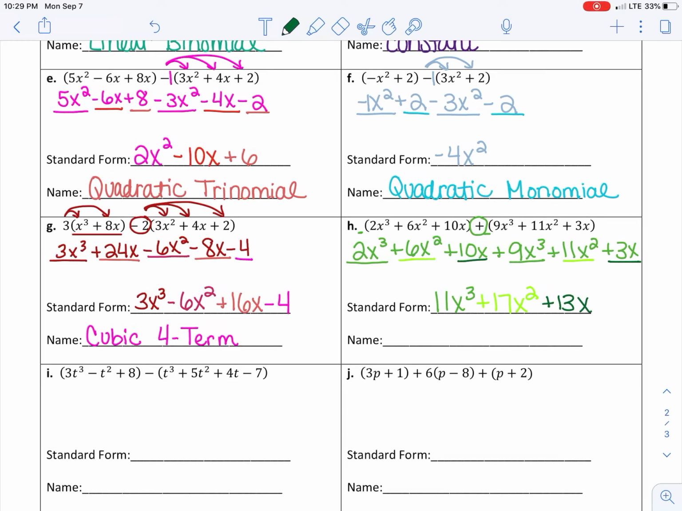So if I look at my highest exponent, it is a 3. So again, this is going to be a cubic function like the last one we did. And instead of having 4 terms like the last one, this one only has 3, which makes this a trinomial.